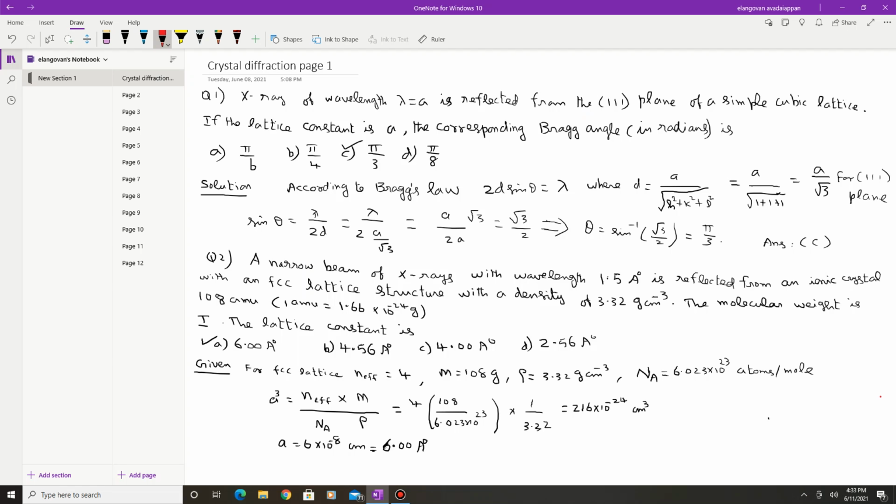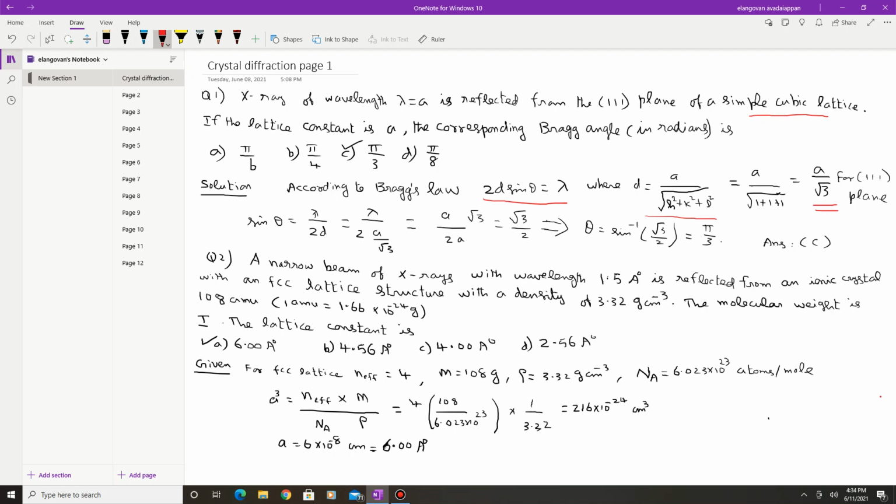Now this is a simple problem. First you take the Bragg's law. 2d sin theta is equal to lambda. This is for first order reflection, n is equal to 1. Now this is d for a simple cubical lattice, and the interplanar spacing is given by a divided by square root of h square plus k square plus l square. So which is a divided by square root of 1 square plus 1 square plus 1 square, which is square root of 3. So a by root 3.